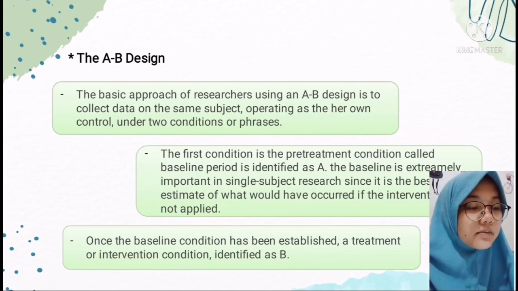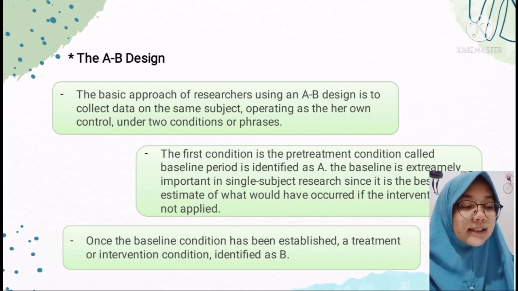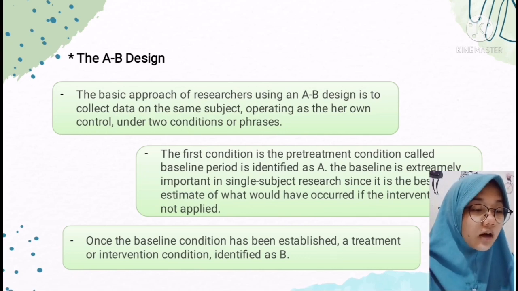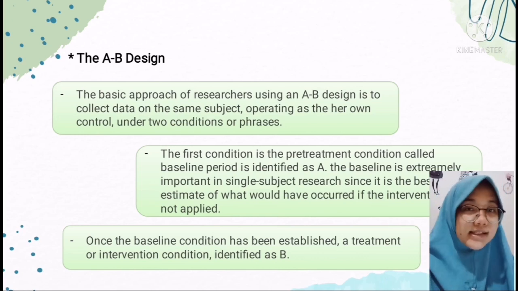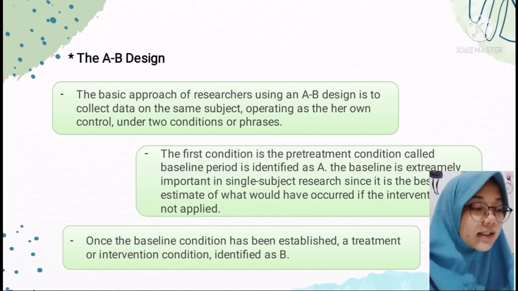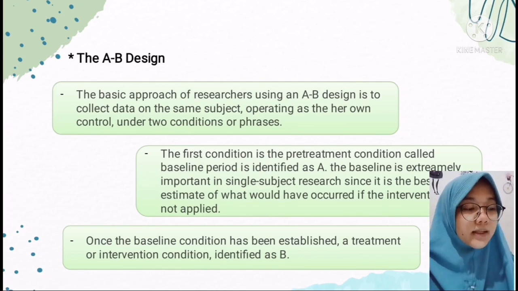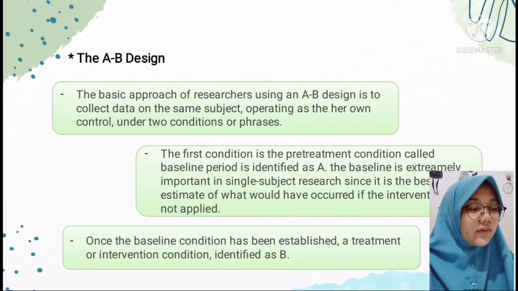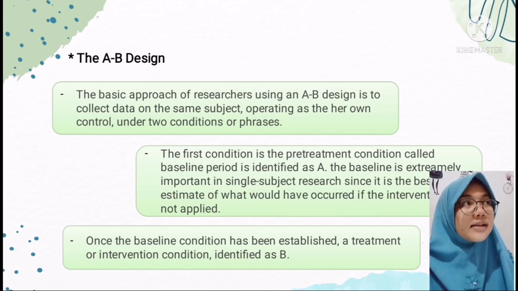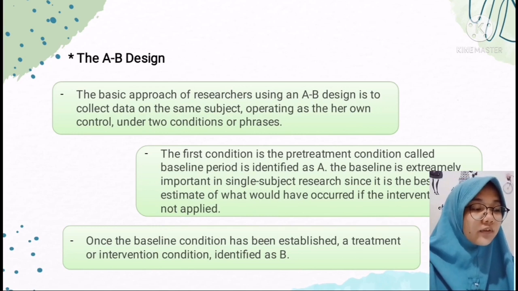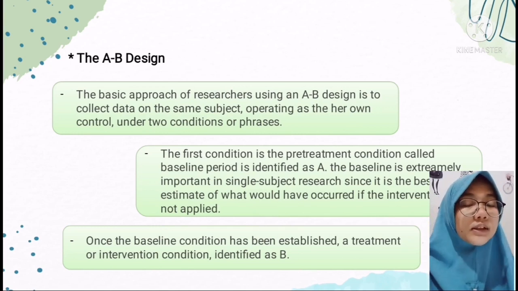Okay, next it's about the A-B design. The basic approach of a researcher using an A-B design is to collect data on the same subject, operating as her own control under two conditions or phases. The first condition is the pre-treatment condition, called the baseline period, identified as A. The baseline is extremely important in single subject research since it is the best estimate of what would have occurred if the intervention were not applied.